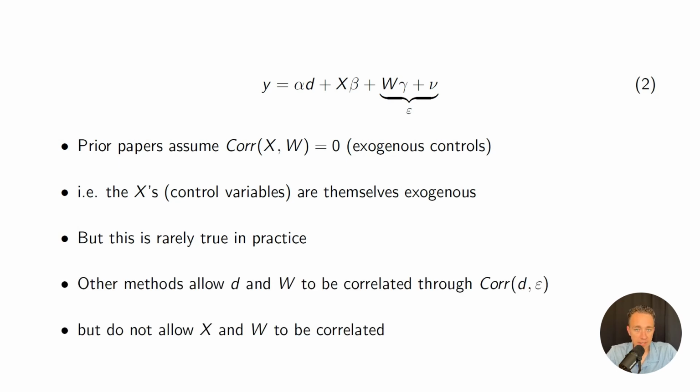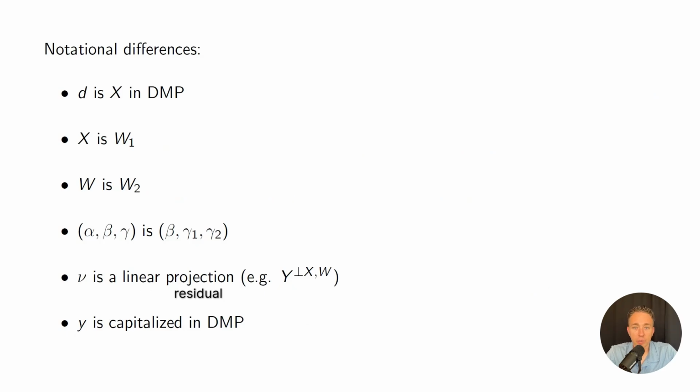So the main idea is that this Diegert, Masten, and Poirier paper is innovating on the past ones by allowing the controls to also be endogenous, not just the treatment. And if you're reading this paper alongside watching this video, I just want to make it clear that I've made several notational changes relative to the paper in order to stay true to the prior videos and some of the prior work that's been done on this topic.